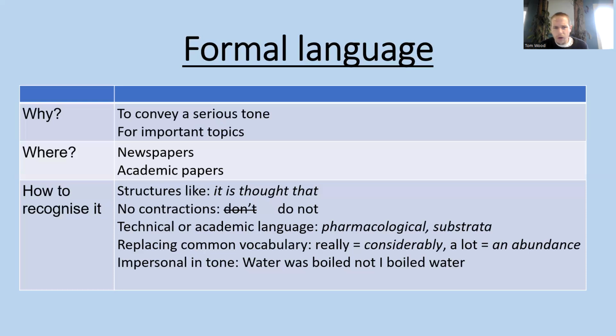So if you see contractions, you can almost immediately assume that it's a more informal piece of writing. You will see more technical or academic language. Pharmacological, just a random word that's thrown in there. Substrata. You'll see these more technically based words, maybe quoting of statistics, things like this. Just words that you wouldn't see in everyday conversation.